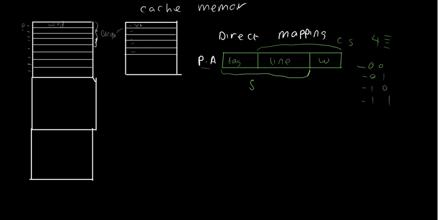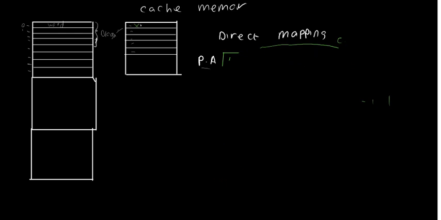So with direct mapping covered, now we're going to look at how the address is demarcated in associative mapping, right? In associative.